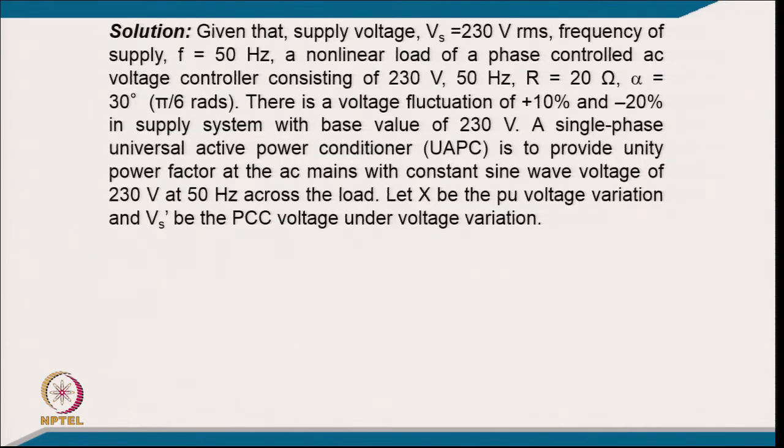Coming to the solution part of the numerical. Given a supply voltage of 230 volt RMS 50 hertz, a non-linear load of phase control AC voltage controller consisting of a resistance of 20 ohm and firing angle of 30 degree. There is a voltage fluctuation of plus 10% minus 20% in the supply voltage with the base value of 230 volt. A single phase universal active power conditioner is used to provide unity power factor at the AC mains and constant sine voltage of 230 volt 50 hertz across the load. Let X be the per unit voltage variation in Vs at the PCC under voltage variation.